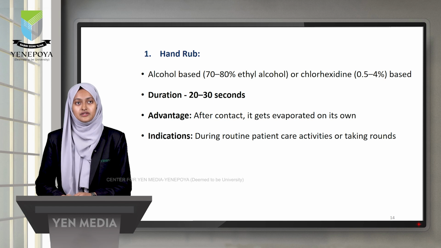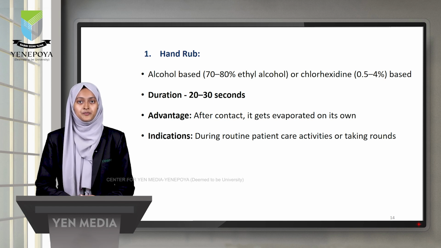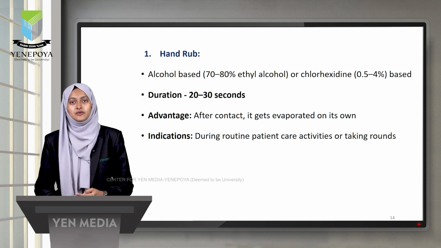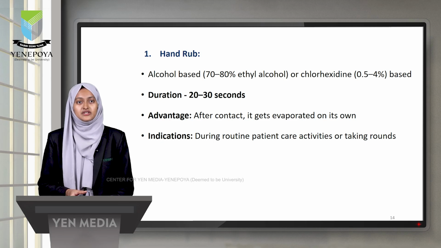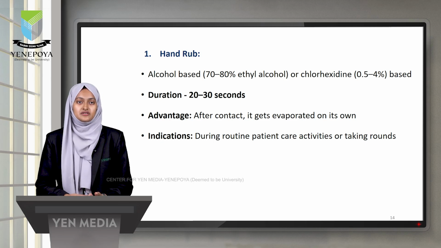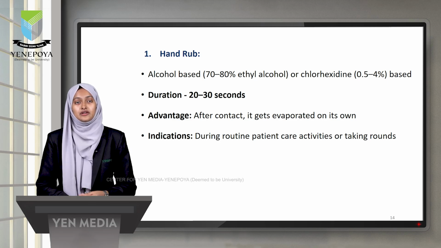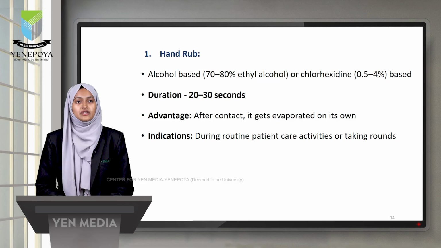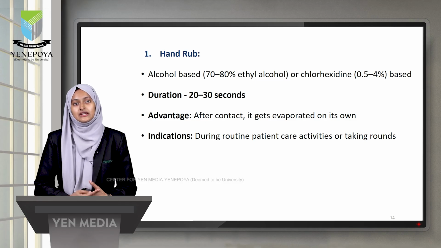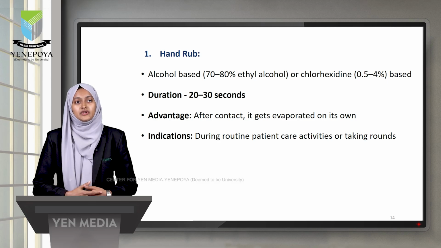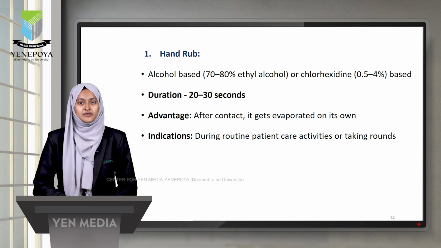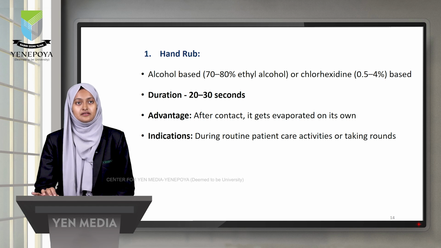So there are different ways we can do this. The first one we have is the hand rub, which can be alcohol based or maybe chlorhexidine based. The duration is 20 to 30 seconds. That is the contact time, the minimum time which is required for a disinfectant to be present on the surface of the skin in order to kill the microorganism. The advantage of hand rub is that after contact, it can evaporate on its own. Now, when do we use a hand rub? Maybe during routine patient care activities or while taking rounds.